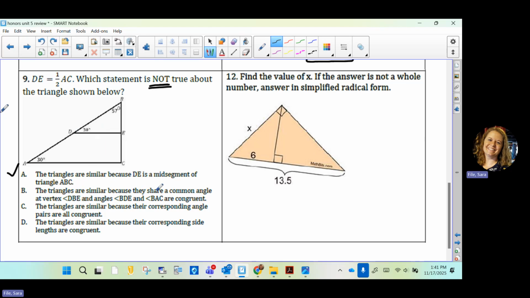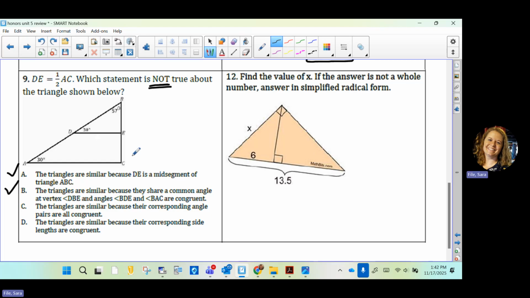Okay, the triangles are similar because they share a common angle at vertex DBE. So this 57-degree angle is a part of both the small and large triangle. And angle BDE, so this 30-degree angle, is congruent to BAC. This is 30 degrees. That's true. And angle is enough to prove similarity. So that is true. Okay, the triangles are similar because their corresponding angle pairs are all congruent. These are not marked, but using triangle sum, we could figure out what that angle must be, and they would come out congruent. So that's also true.